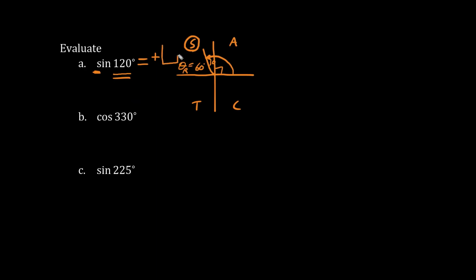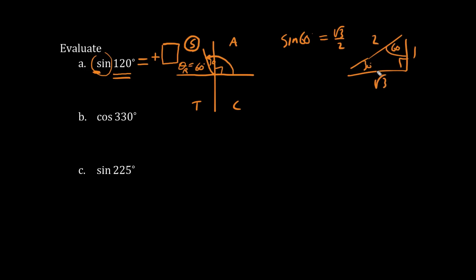Now, finally, we have to figure out the value. What is the number here? All we do is take the sine of the reference angle. What is sine 60? We learned this before. Sine 60 is root 3 over 2. Recall the 1, 2, root 3 triangle: sine 60 is opposite over hypotenuse, or perhaps you memorize this from a table. So the answer is positive root 3 over 2. That's it.